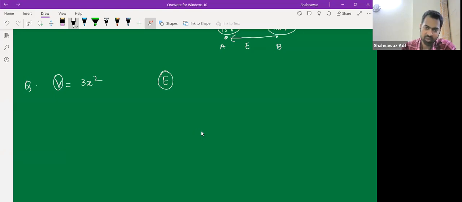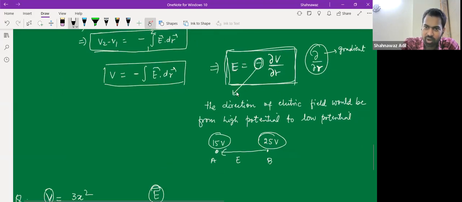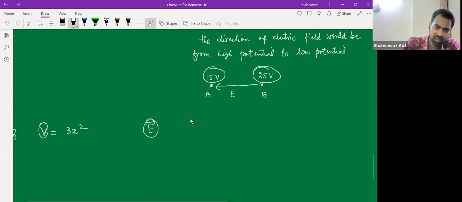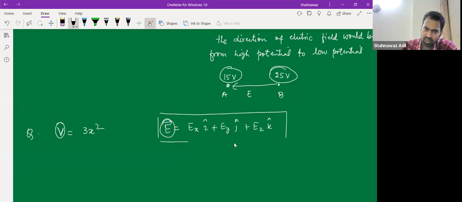Electric field is what kind of quantity? Scalar or vector? Vector, right? Absolutely right. So this is a vector quantity. But you see that where is the direction? So this is only telling us about the magnitude part, right? So if we want to calculate the electric field in vector form, this would be Ex i plus Ey j and Ez k, right? So this would be the electric field.